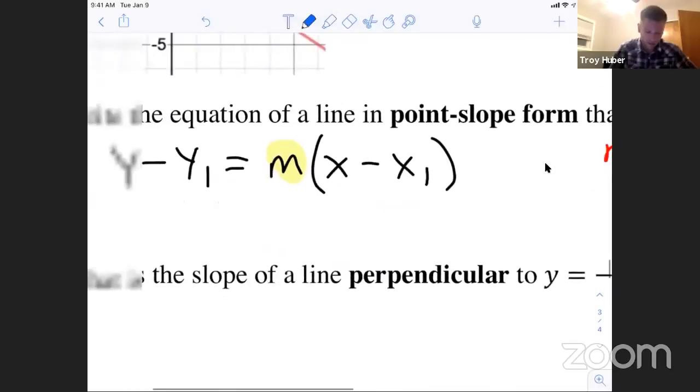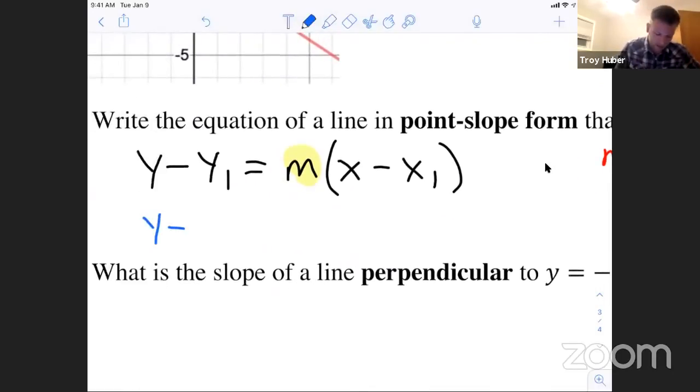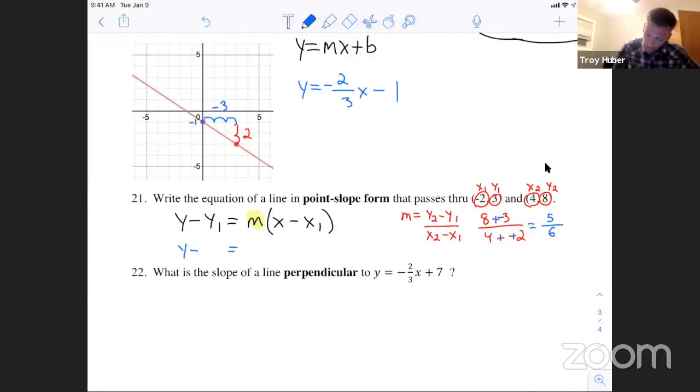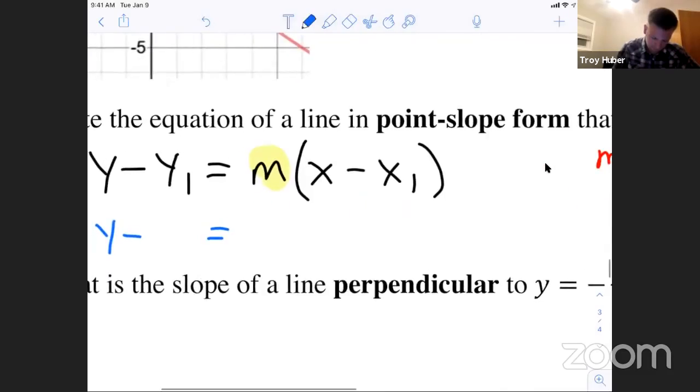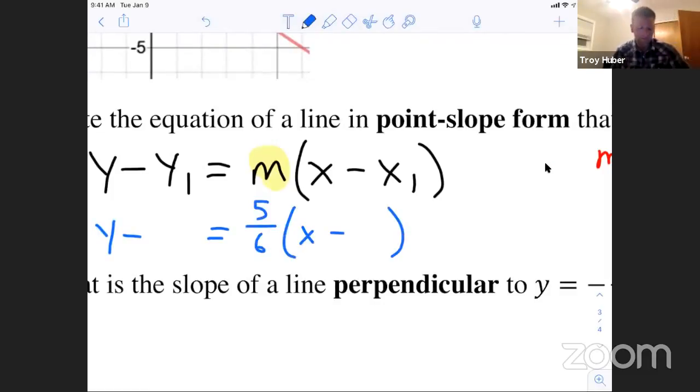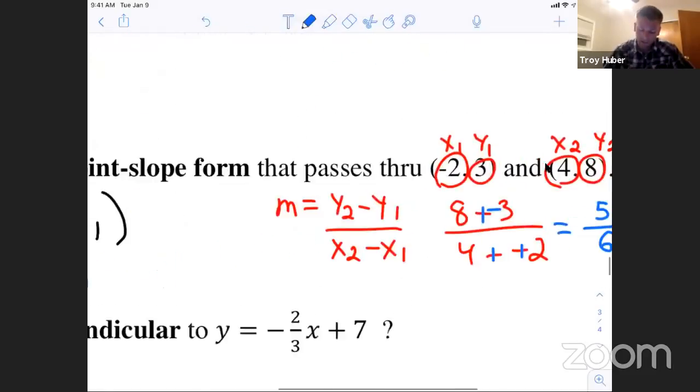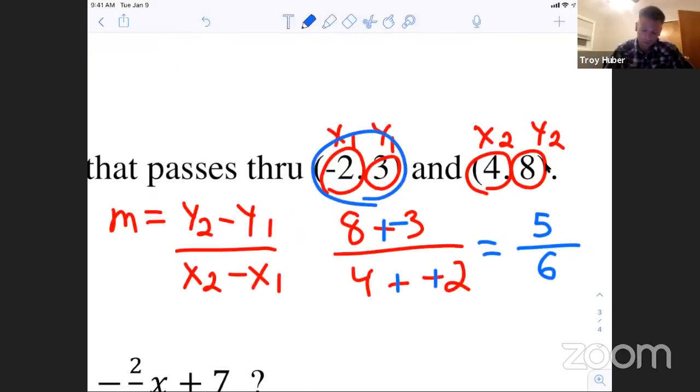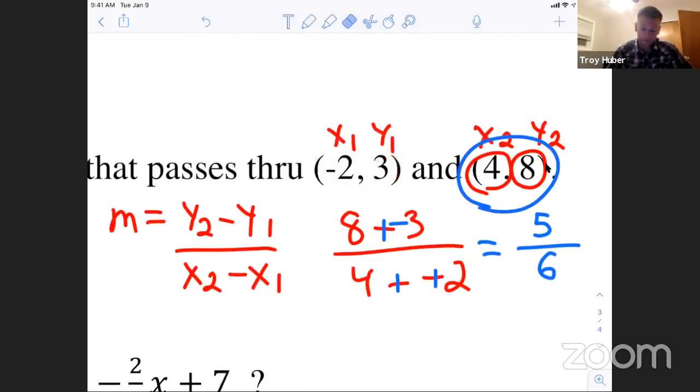So we'll plug that in. Now I have y minus y1 is equal to our slope, which we said is 5/6, times x minus x1. Now we need that point. Notice we actually have 2 points, so it's up to you which one you want to pick. There are 2 different answers you could have for this one. It doesn't matter. I'm going to pick this first one.